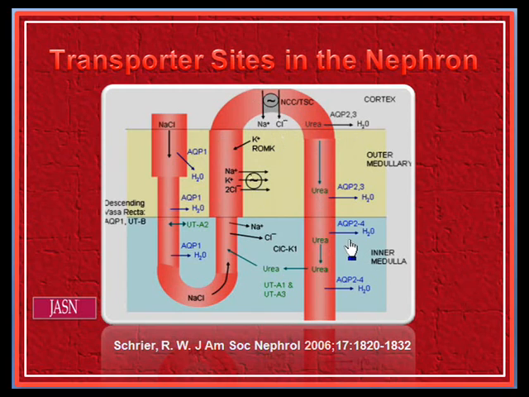urea is transported out by the urea channels, and aquaporin 2 and 3 under the influence of the ADH will reabsorb water here. Here also aquaporin 2 to 4 and again aquaporin 2 to 4 in the inner medulla, and this part of the water transport is under the control of the ADH, and this is the outer medulla and this is the cortex. This schematic representation is taken from the Journal of the American Society of Nephrology, JASN.